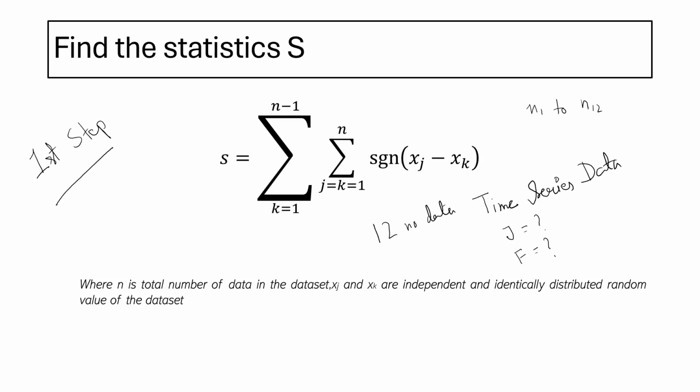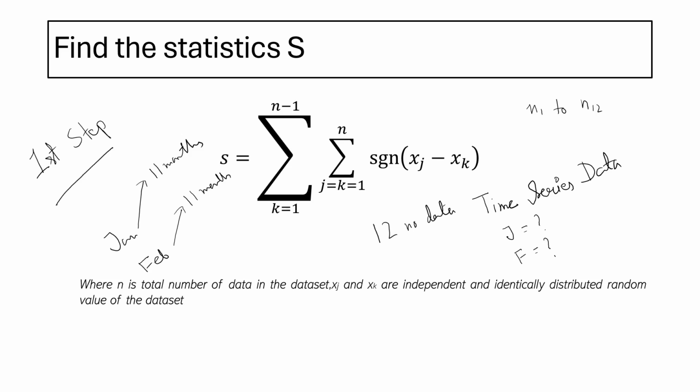Then you have to do it for February's data. Then you have to do it for March data, April data, May data. Compare the data of rainfall of January with the data of rainfall of all the other 11 months. Okay. Then compare the data of February with all the other data of 11 months.